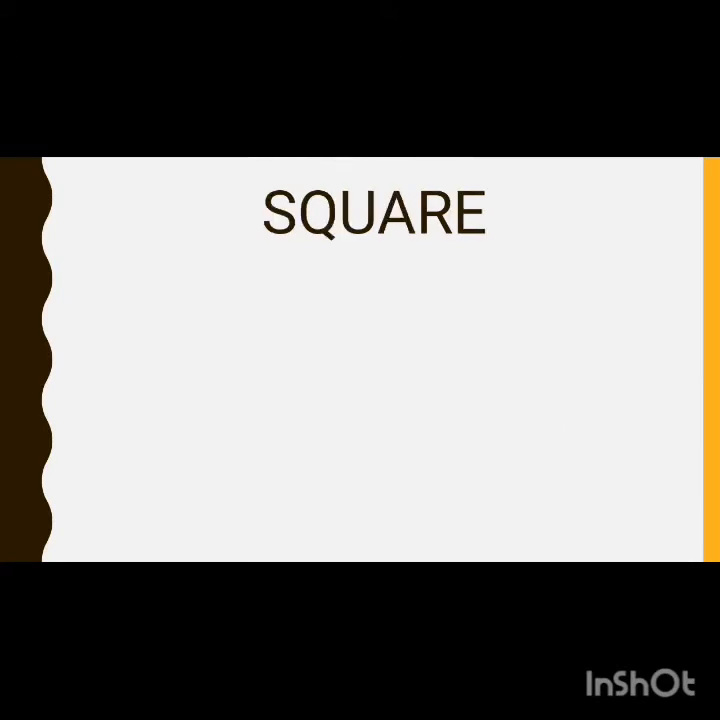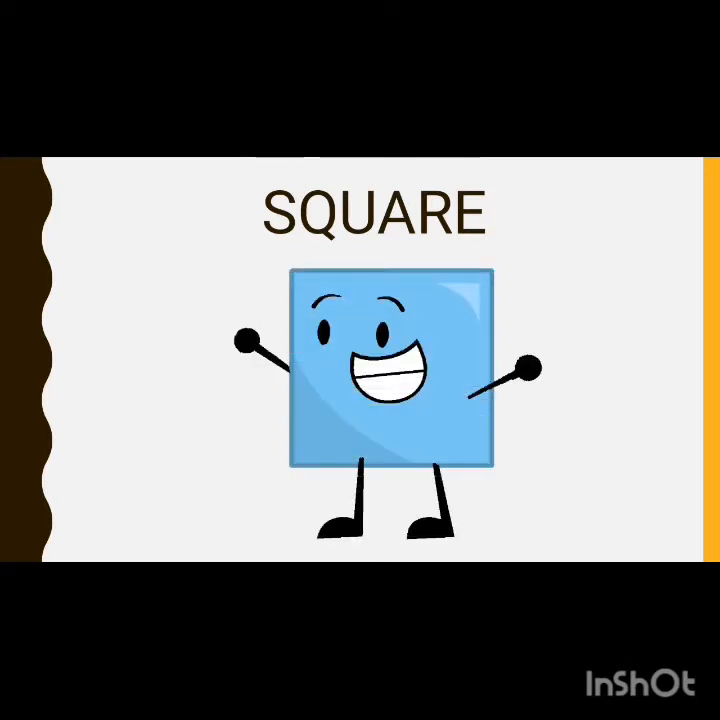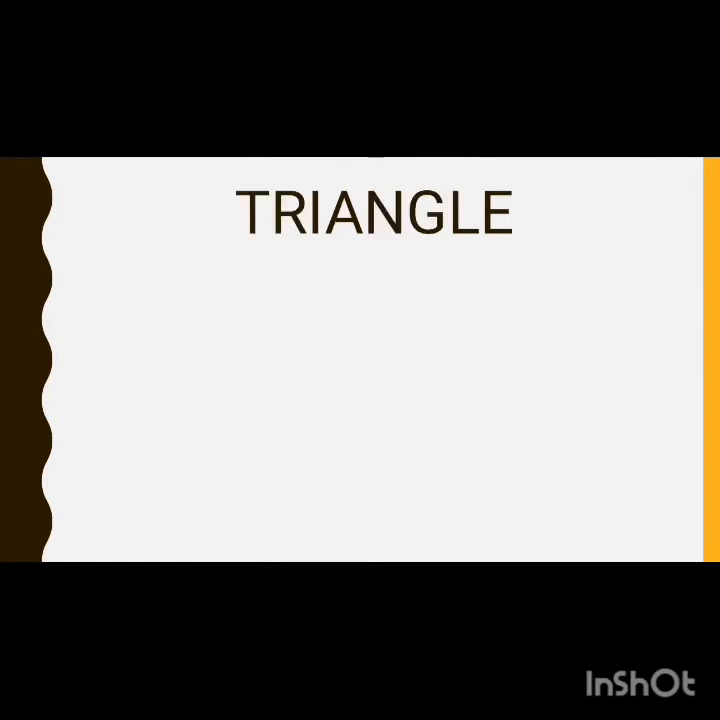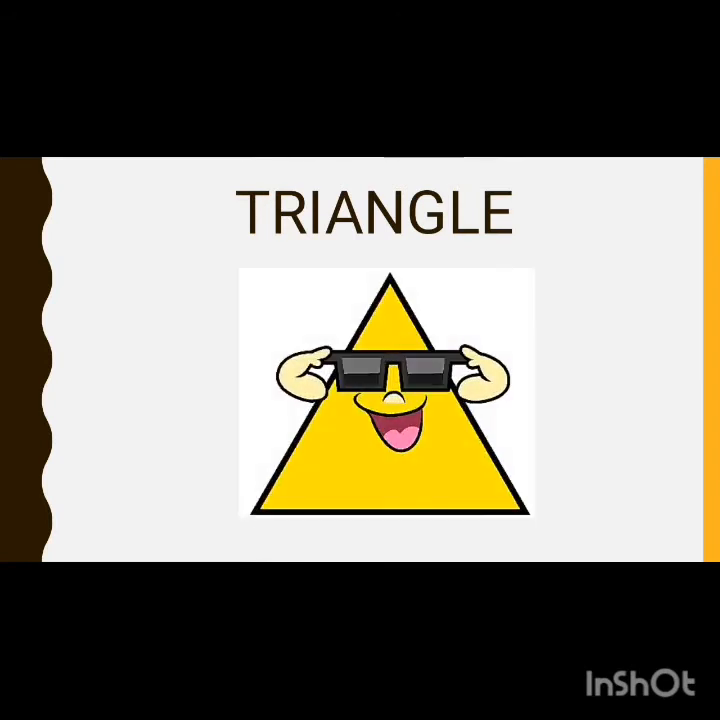Next shape is square. S-Q-U-A-R-E, square. A square looks like this. Next shape is triangle. T-R-I-A-N-G-L-E, triangle. Now what does a triangle look like? Here is a triangle with 3 corners.